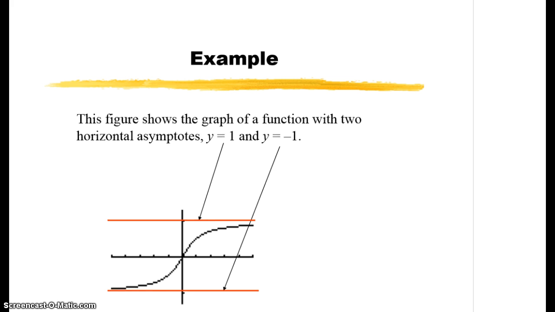So as an example, here's the figure that shows the graph of a function with two horizontal asymptotes. So we have y equals 1 and y equals negative 1. And why are there two? Well, because as x approaches positive infinity, this graph will approach the line y equals 1. And as x approaches negative infinity, this graph will approach the line y equals negative 1. So we have two horizontal asymptotes in this case.